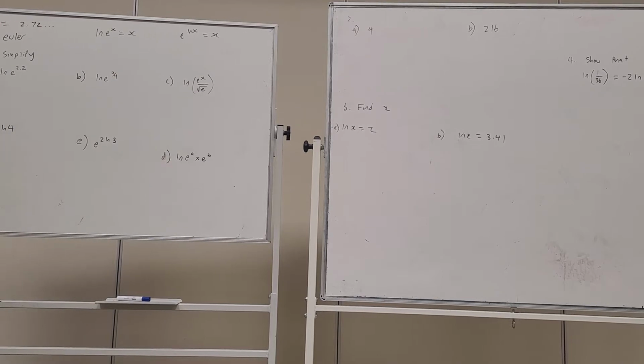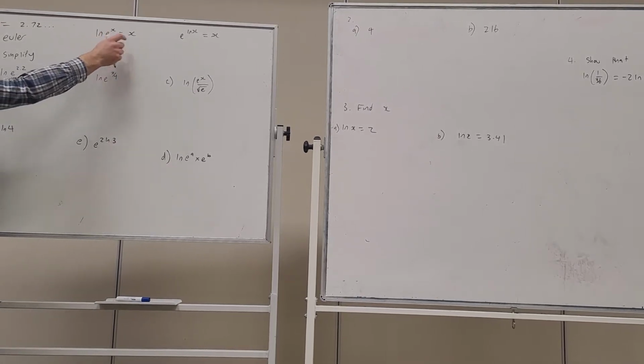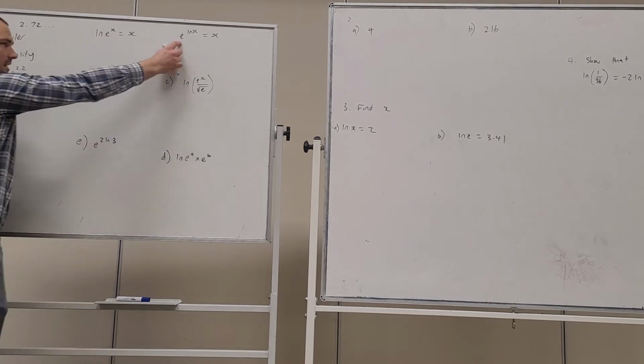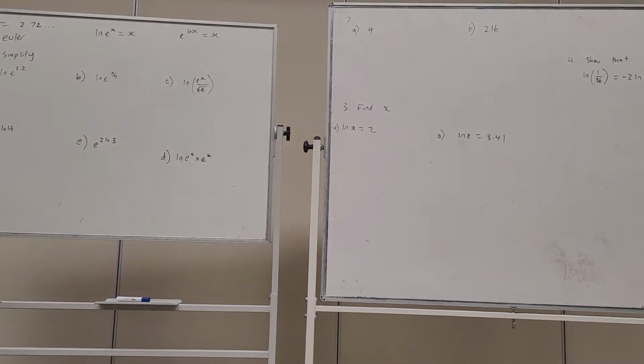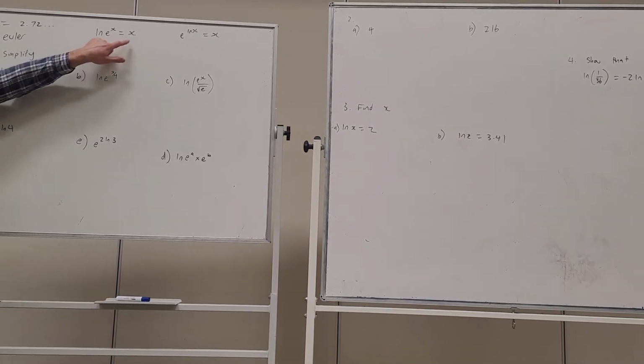And so just like logarithms in base 10 or logarithms in base a, ln of e to the x is x, and then e to the ln of x is x. So they're the two rules we're going to use to simplify all these steps here. So let's have a look at our first rule. ln e to the x is x.